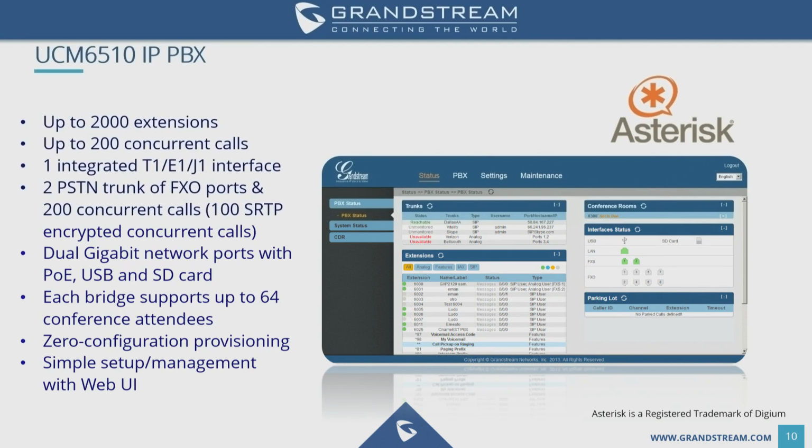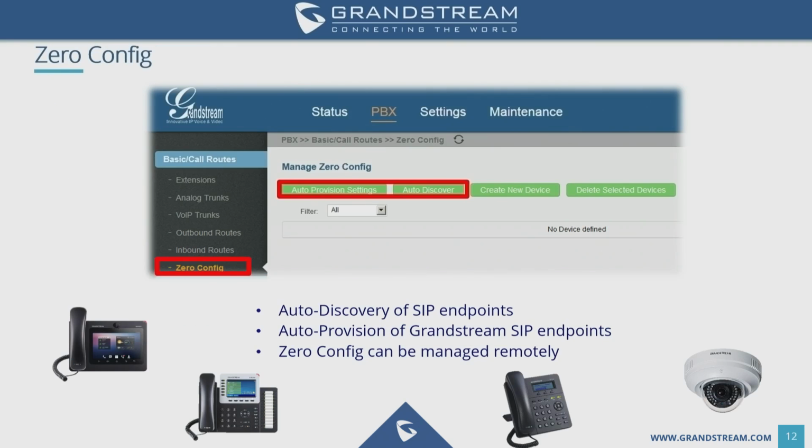Anything else that I didn't mention here previously? All of the UCM devices do give you USB and SD card slots. That's for expandable memory, music on hold, saving call recordings, etc. 6510 gives you more conference bridges. I believe it's 5 or 8 conference bridges, each with support for 64 attendees. And as I mentioned, same web user interface based on Asterisk, pretty much all the same features and functionalities.